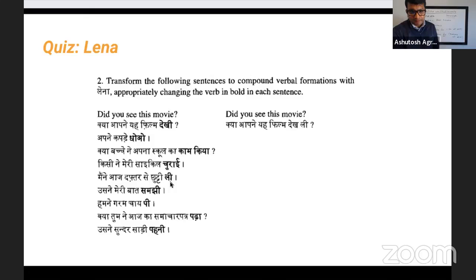Maine aaj daftar se chhutti lelo? Okay, the other way around. Leli. Lena is the main verb, and lena is also the auxiliary verb. So li is nothing but the main verb lena. The stem would be le, right? Yes, that's right. The stem would be le, and the second part would be the auxiliary verb, conjugated just like the way you conjugated this one. Leli. Leli, that's right. Yes, Radhika ji.